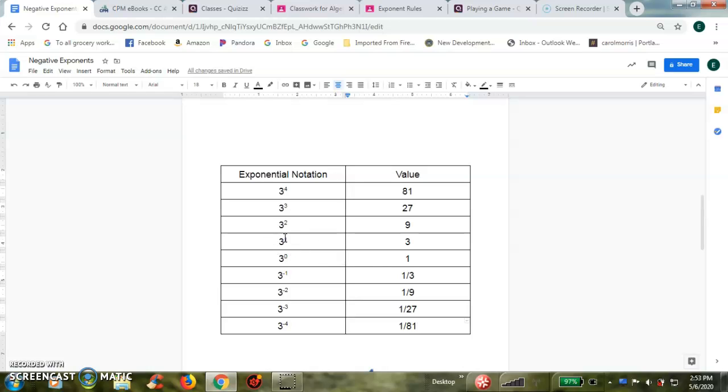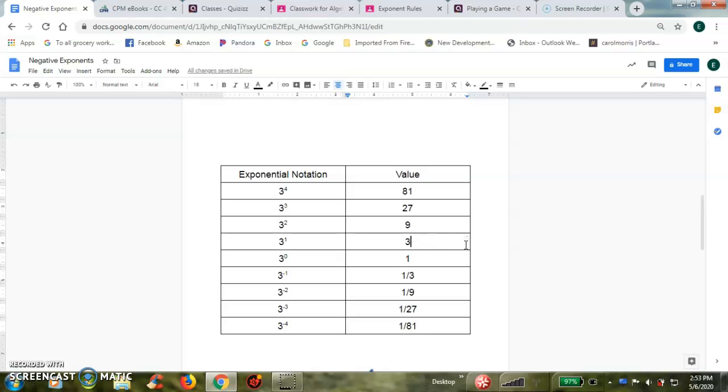Let's say our base was 4, and we're just going to look at these two right here. Well, then 4 to the first power would be 4. The pattern, if you have a base of 4, would be multiplying by 4 each time you go up and dividing by 4 as you go down. So you're always multiplying or dividing by whatever the base number is. So in this case, to get to 3 to the 0, you'd be doing 3 divided by 3.